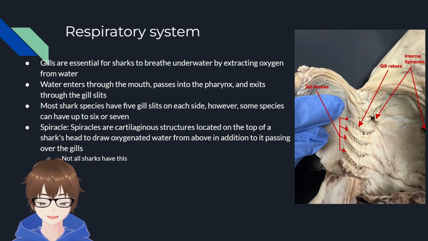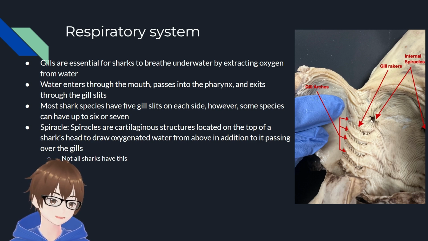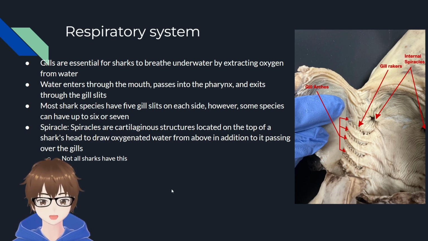However, some species, again, as we said, have 6 or 7. And then they have spiracles. Well, some sharks have spiracles. Spiracles are cartilaginous structures located on top of the shark's head to draw oxygenated water through and over the gills. You can see the internal spiracle on the picture here, and water will come through that on some shark species and go straight over the gills, so they don't have to have their mouth open at all times, moving. And again, like I said, not all shark species have these.